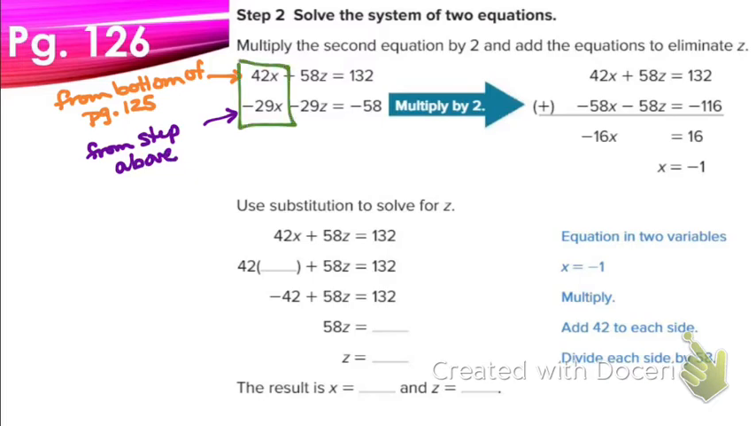If I add these two together right now, 42x and negative 29x, will they cancel? Will my x's cancel out right now? Nope. What about my z's? Will those cancel? No.